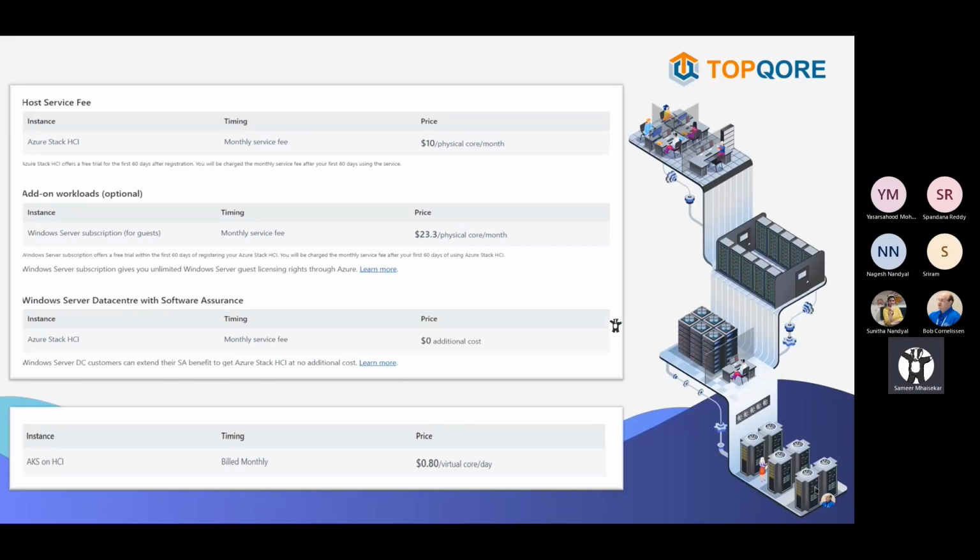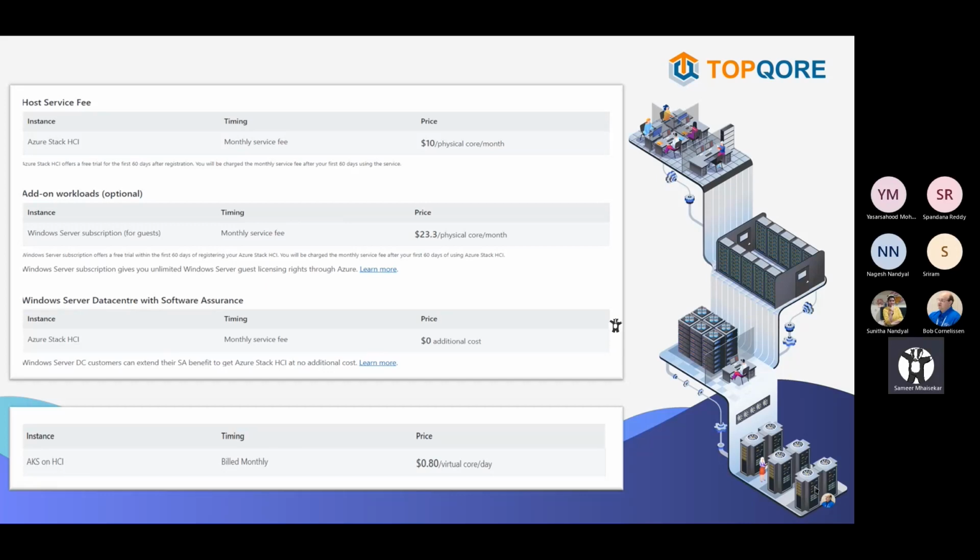Licensing and costs. So we have touched upon this slightly, but here are the numbers. The host service fee, the overall fee for everything about Azure Stack HCI, is $10 per physical core per month. So if you've got a node that has, let's say, 96 physical cores in total, then you'll only be billed for those 96 physical cores at $10 per month. This is very straightforward.